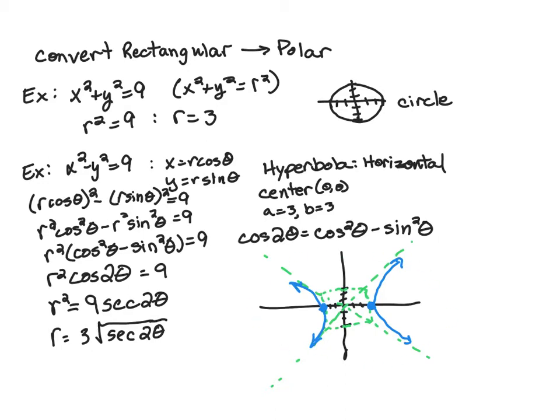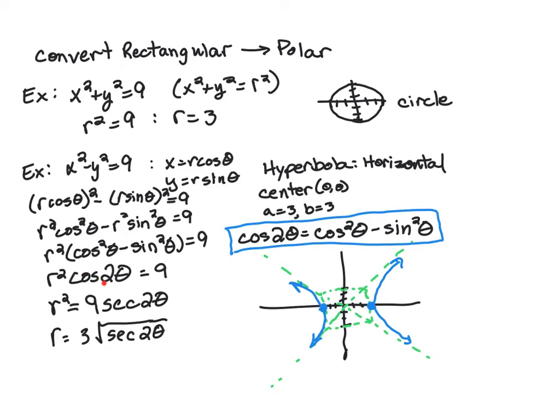How it's converted: we've got x is r cosine theta, that's squared, y is r sine theta, that's squared, and it just equals 9. So I'm going to square the r and square the cosine, square the r and square the sine. Now I can factor an r squared out. That leaves me with this, and you have to know your trig. We have to remember that cosine squared minus sine squared is the cosine of the double angle. So I replace this with this using that identity.